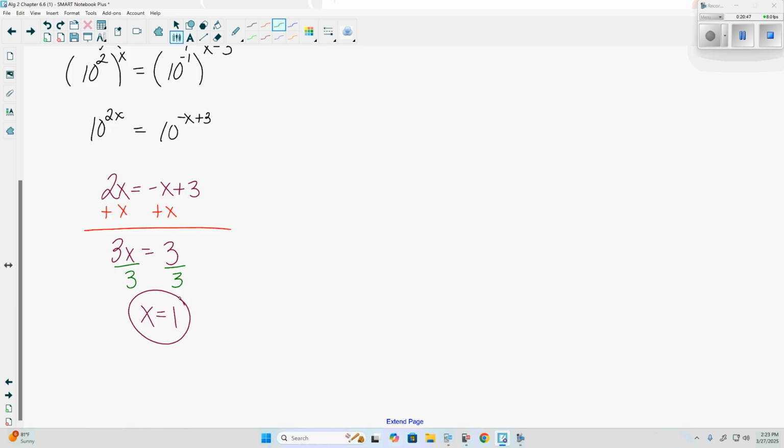There are other ways to solve these, but it works very nicely if we can get the bases to be the same. Because once the bases are the same, we set the exponents equal to each other and solve.